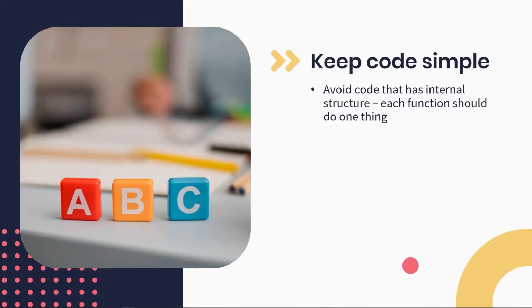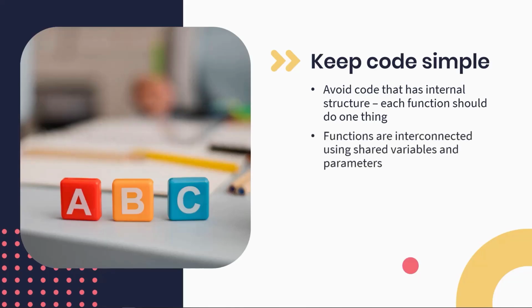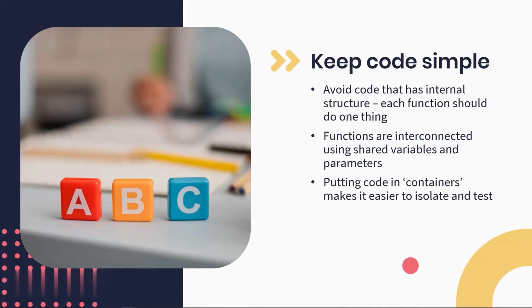This goes hand in hand with modularity. Code is contained in functions and macros. The functions and macros are each responsible for a single component of the program. The functions are interconnected using shared variables and parameters. As a programmer, you should make sure that the functions depend on each other in clearly defined ways. Putting code in containers makes it a lot easier to isolate any problems in the code. You can isolate a module and test it independently.